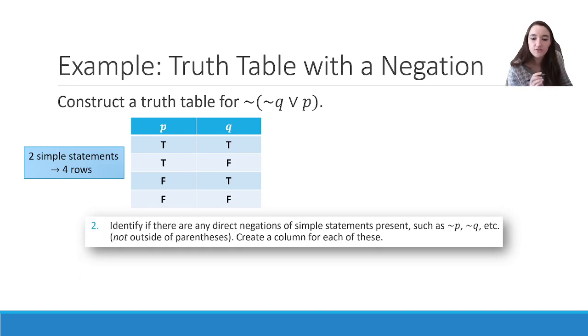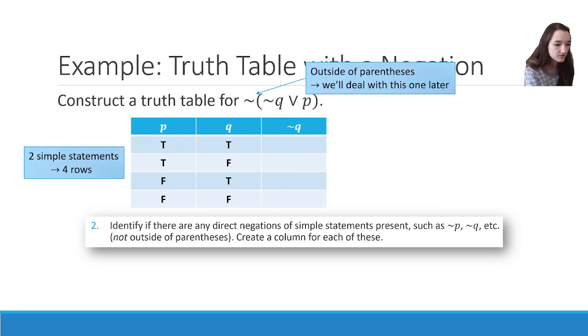Next, identify if there are any direct negations of simple statements present, such as negation of P, negation of Q, etc. So negations not outside parentheses. Direct negations look like this, right? So this one is outside parentheses, so we're ignoring it for the moment. So we get a column for negation of Q.